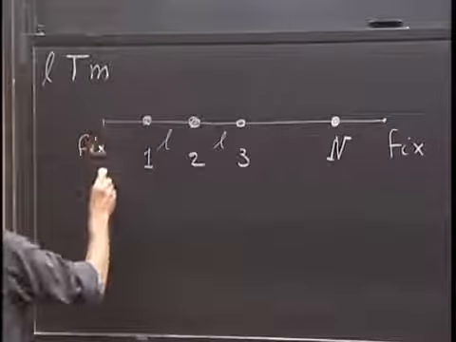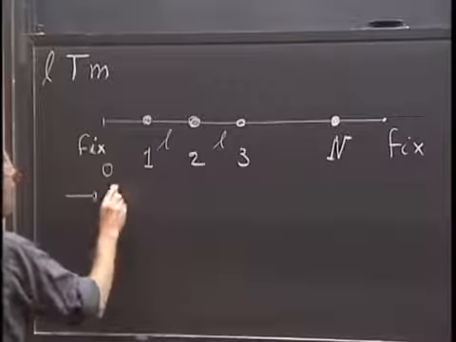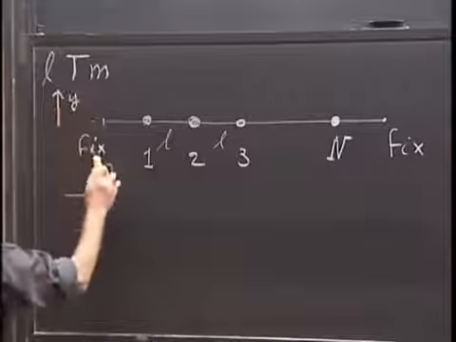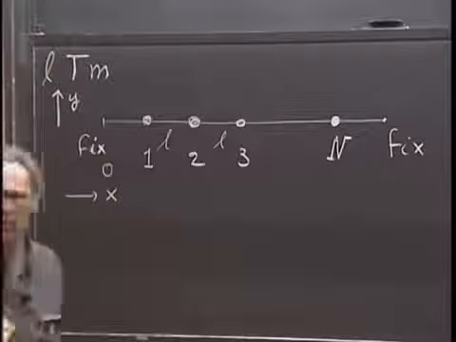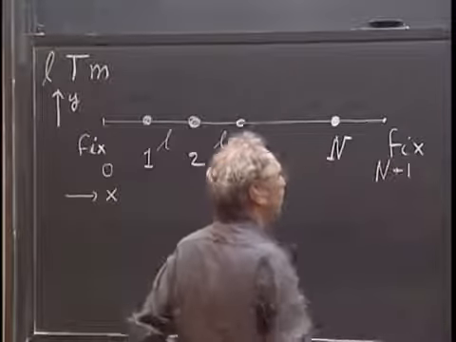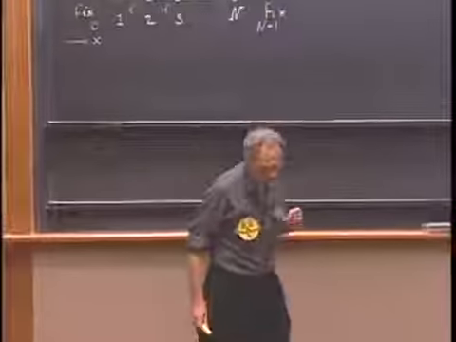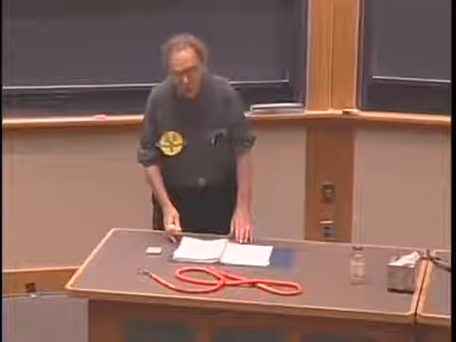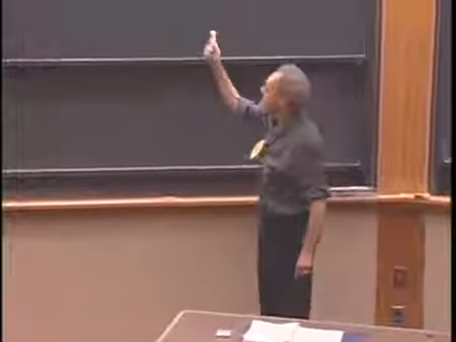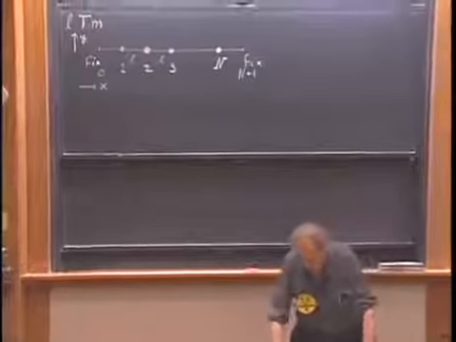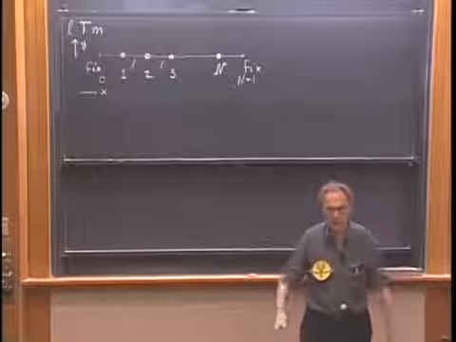So this point here, I can call that 0. I think of this in the direction of x, and this is the direction of y. And so at 0, there is no bead. And here, at the position N plus 1, there is no bead either. And so the question now is, what are the normal mode solutions to that system? There must be capital N normal modes. And if N goes to 10,000, there must be 10,000 normal modes.